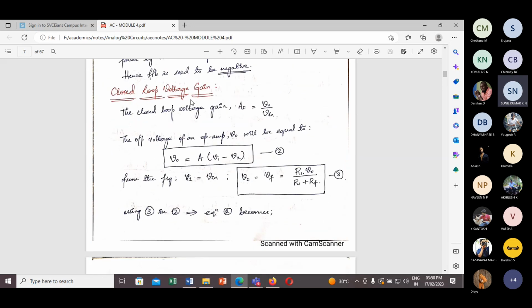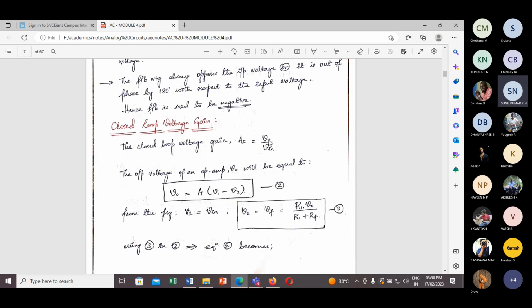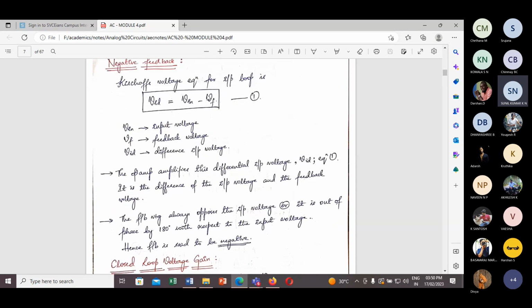And now the closed loop voltage gain. In order to find the closed loop voltage gain, AF is given by V naught by Vin. This is negative feedback, and this is the output closed loop gain. V naught is the output voltage, which is equal to A times VID. VID is nothing but V1 minus V2, so A times V1 minus V2. V1 is equal to Vin and V2 is nothing but the feedback signal Vf, so Vin minus Vf.